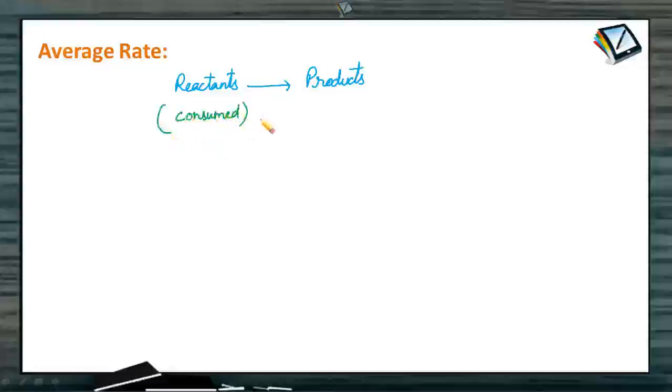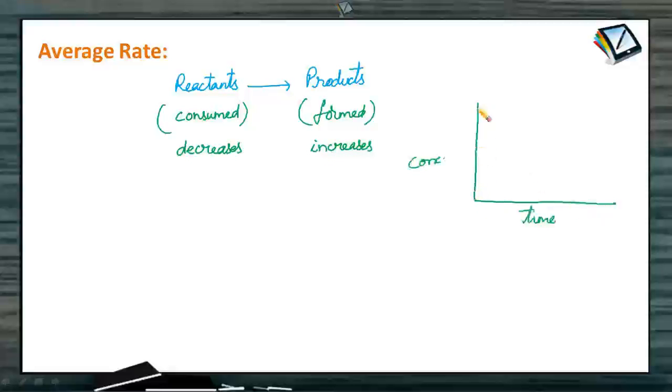So in another way, we can say that when the reaction is in progress, as the reactants are consumed, the concentration of the reactants decreases and the concentration of the products increases. So when we draw a graph between concentration and time, we get the graph like this. So in this one is for the reactant and one is for the product.